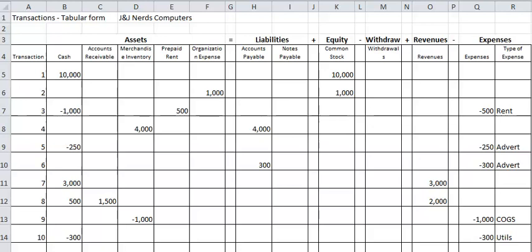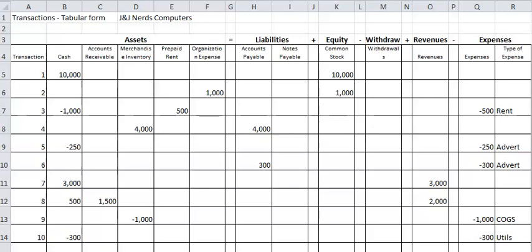Let's look at the tabular form, shall we? We've got 12 transactions. Now, the advantage to the tabular form is we can see after every transaction that the accounting equation stays in balance. And the extended accounting equation, assets equals liabilities plus equity minus withdrawals plus revenue minus expenses, we can see we're going to stay in balance with every transaction. So let's take a look.